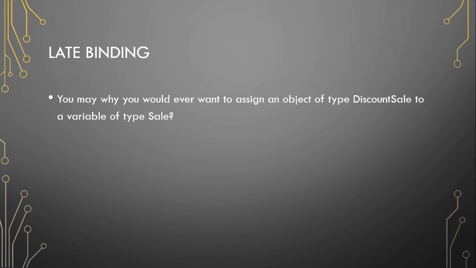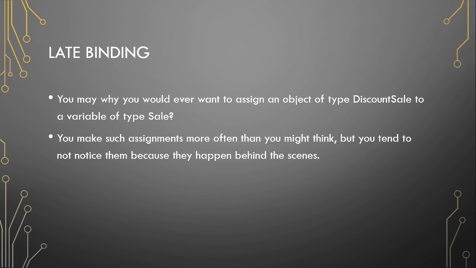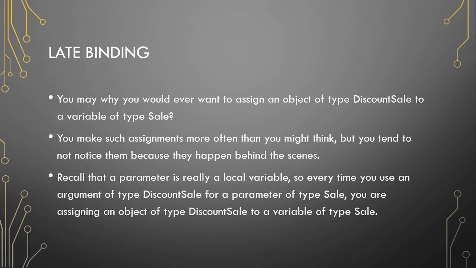Now, you may ask why you'd ever want to assign an object of type DiscountSale to a variable of type Sale. You can make such assignments more often than you might think, but you tend not to notice them because they often happen behind the scenes. Java does them automatically, and you have all sorts of things happening that you don't explicitly do. They're all implicit. Now recall, for example, that a parameter is really a local variable. So every time you use an argument of type DiscountSale for a parameter of type Sale, you are actually assigning an object of type DiscountSale to a variable of type Sale.